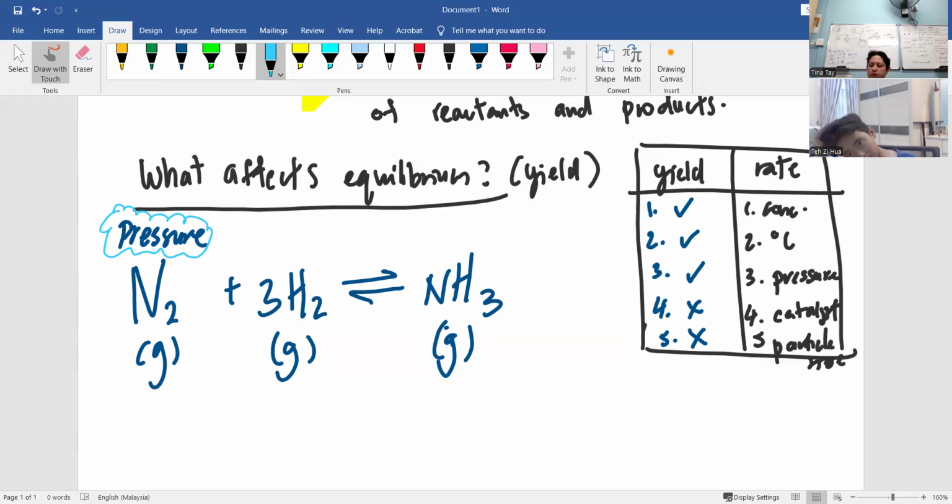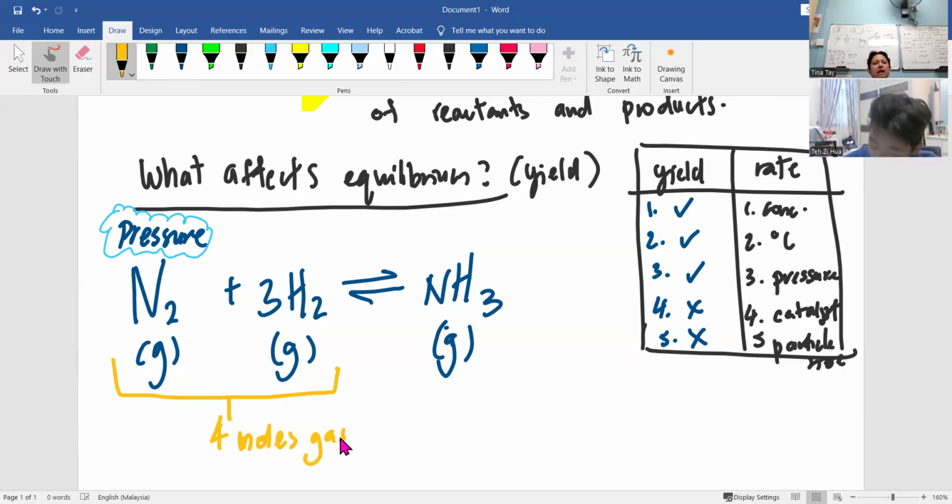Now, what happens is, how many moles of gas do you see in the reactant? 4. How many moles of gas do you see in the product? Oh, sorry, I forgot to balance it. Here there are two. Can you please write the two here? Okay. Product has how many moles of gas? 2.